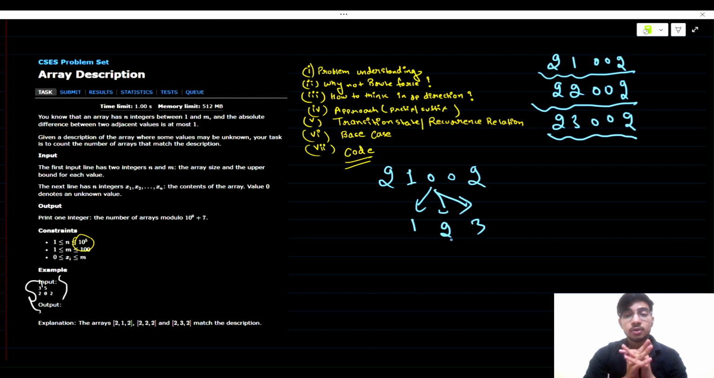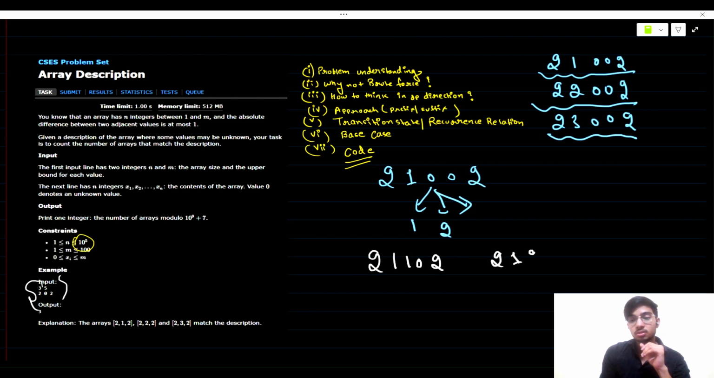So this is possible. Now if you take 2, this is also correct. If you take 3, this is not correct. You cannot take 3. So for this, there are two possibilities: you can take 2, 1, 1, 0, 2, or you can take 2, 1, 2, 0, 2, right? These are the two possibilities.